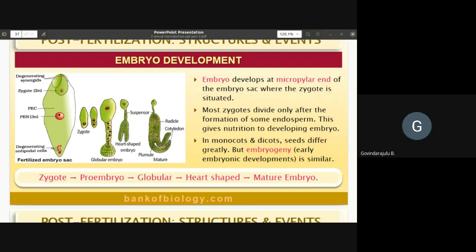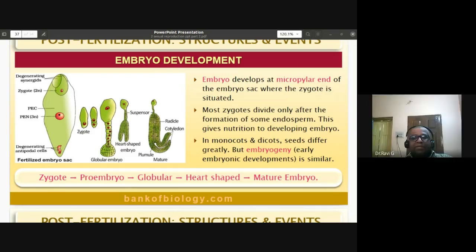Okay, sir. So the embryo development, another post-fertilization event, is the development of embryo. The zygote has formed. Now it has to develop into an embryo. It has to develop into a dicotyledonous embryo in case of a dicot embryo sac. In case of a monocot embryo sac, the zygote develops to form the monocotyledonous embryo. One difference between both of them is that dicots have two cotyledons, whereas monocots have only one cotyledon.